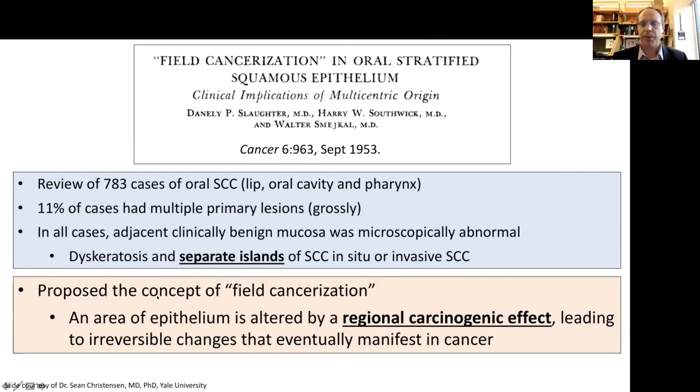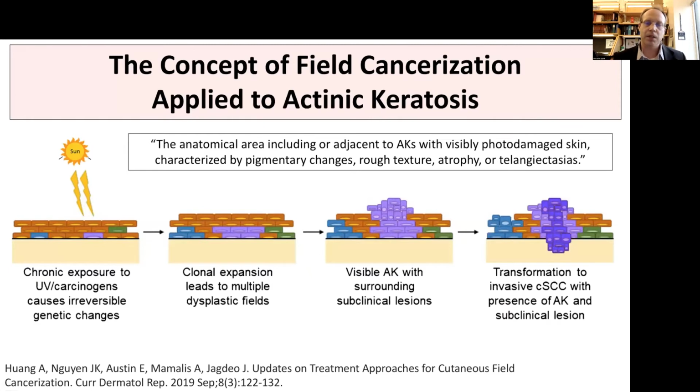So this led the authors to propose the concept of field cancerization with a definition something like this: an area of epithelium that's altered by regional carcinogenic effect. And this can lead to irreversible changes that eventually manifest in cancer. So let's take a closer look at how field cancerization can be applied to actinic keratosis. If we redefine it in terms of actinic keratosis, we can think of field cancerization as the anatomical area, including or adjacent to AKs, that has visibly photodamaged skin and is characterized by pigmentary changes, rough texture, atrophy, or telangiectasias, and it's prone to development of cancers.